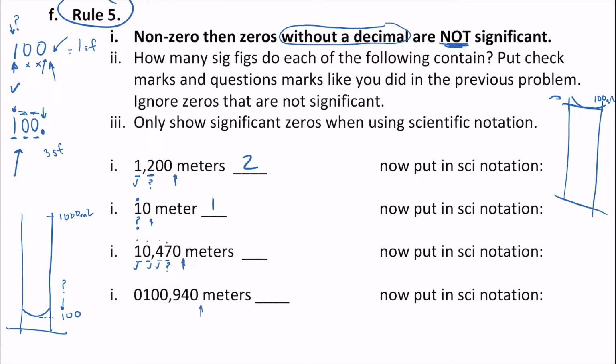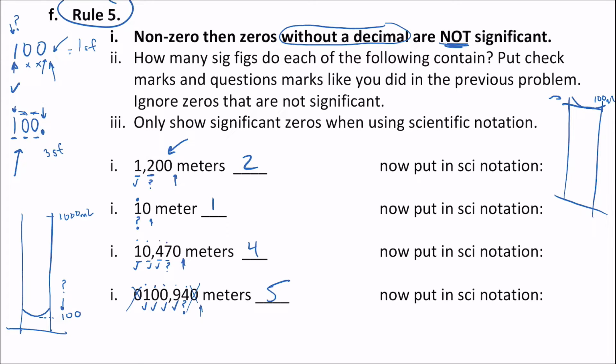So it's 1, 2, 3, 4. 4 sig figs. And then here we have 0 to the left, which doesn't count. And then we have 1, 2, 3, 4, 5. This 0, there's no decimal, so that one doesn't count. 1, 2, 3, 4, 5 sig figs. So we know, and this is the guess. Now, even though these zeros are not significant, they are important for the scientific notation.